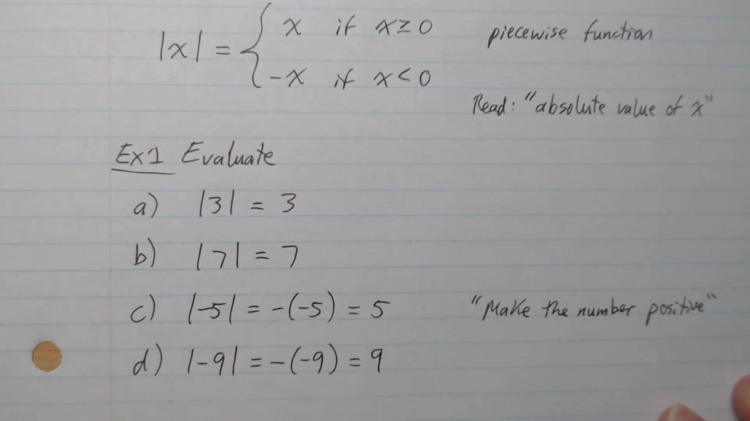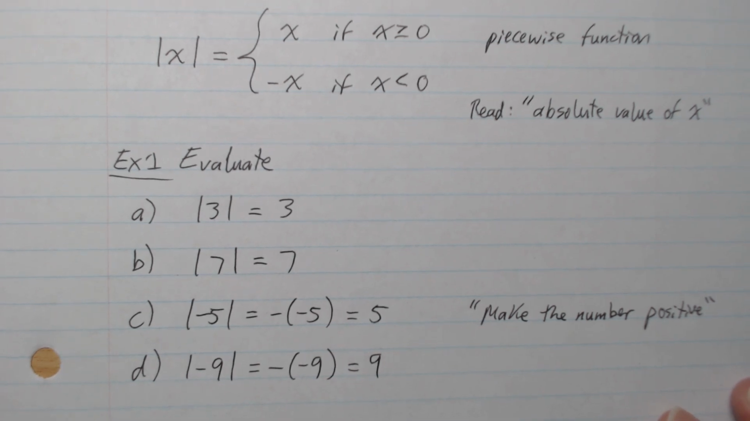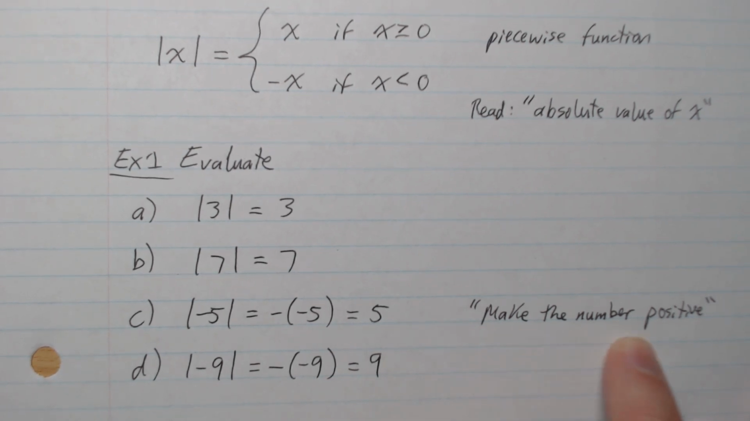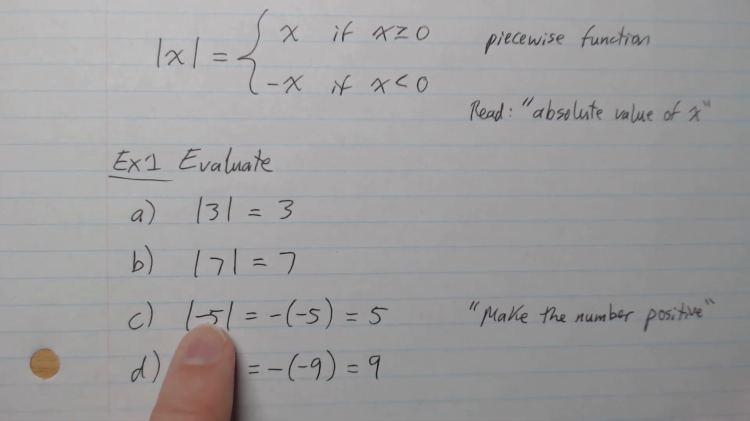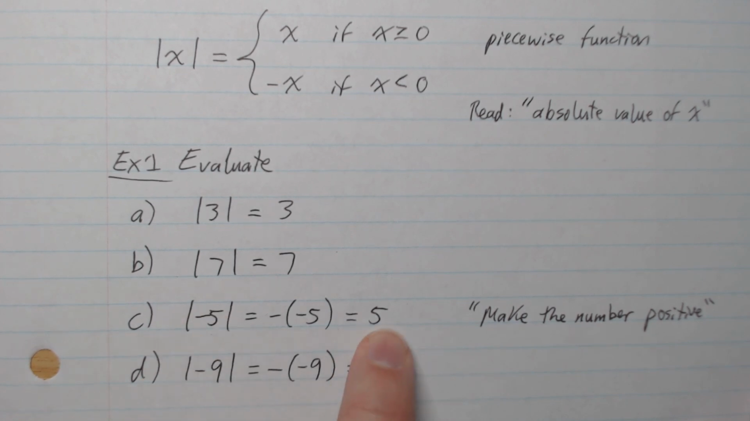And so the absolute value function has this property where you simply make the number positive. That's all we're doing here. Absolute value of 3 already positive, so it stays 3. Absolute value of negative 5, make it positive, times negative 1 to make it positive 5, like that.